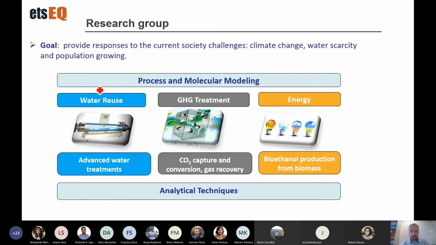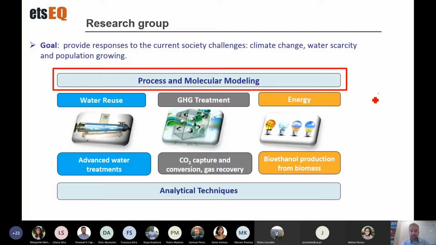As you can see here, there are two main pillars. One of them is related to process modeling, which is my area of expertise. And this is the purpose of this talk. And the applications will be focused on greenhouse gas treatment.